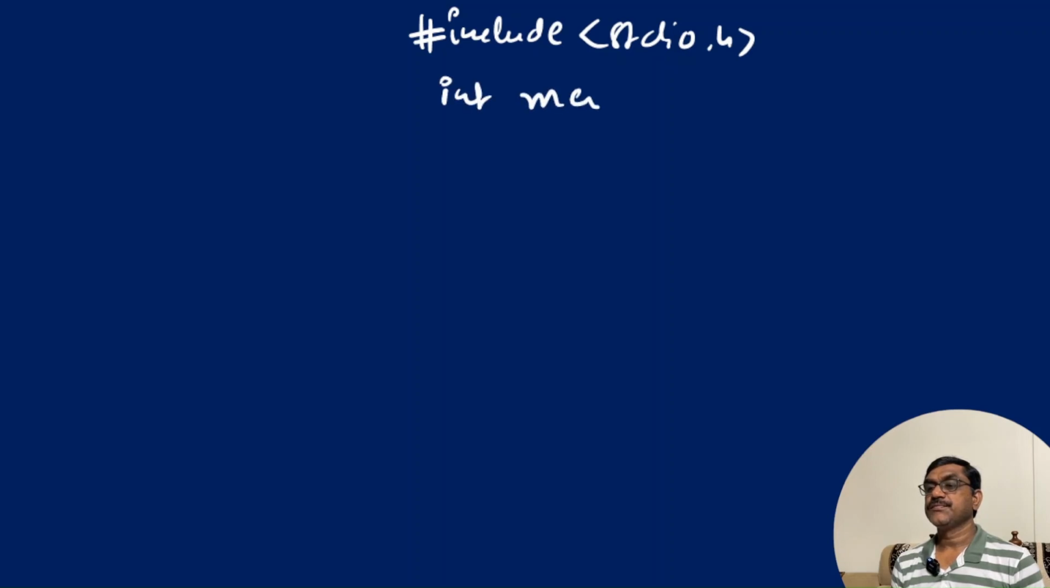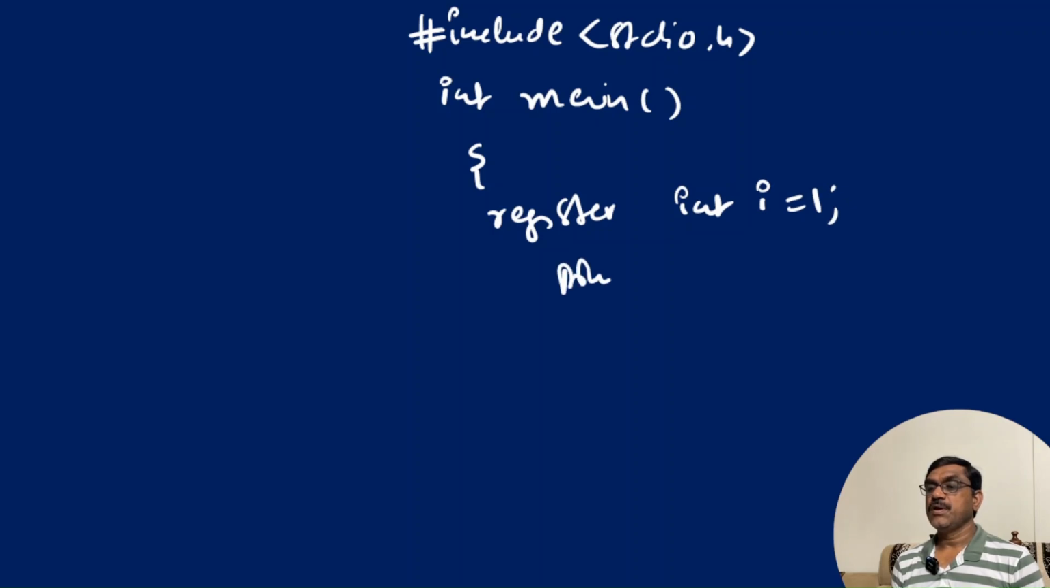See here I am writing the program: #include <stdio.h>. Okay, we write like this, int main. Here I am writing register int i = 1. Now I am writing printf("%d", i), return 0. Okay, closing brace.